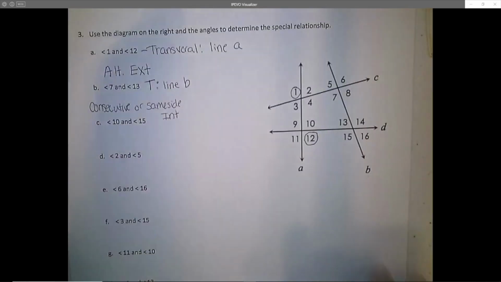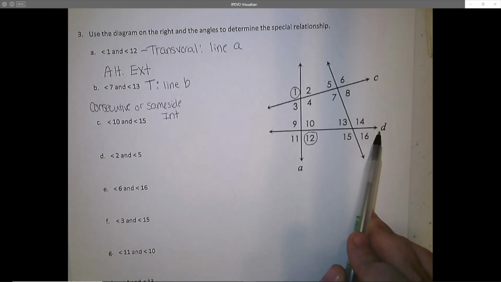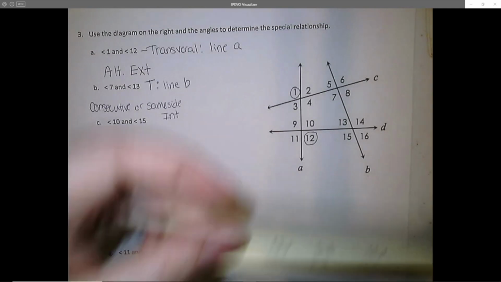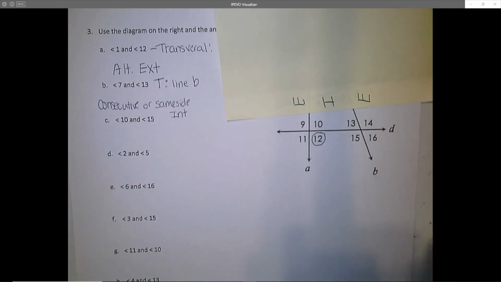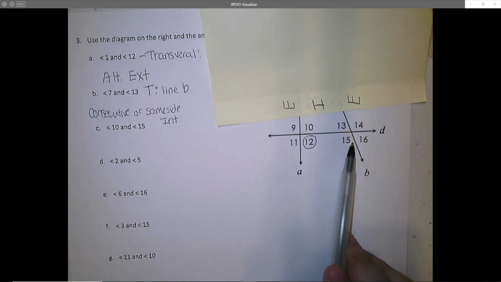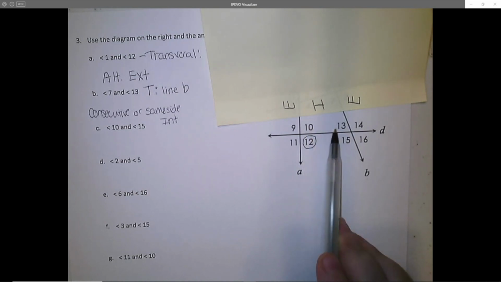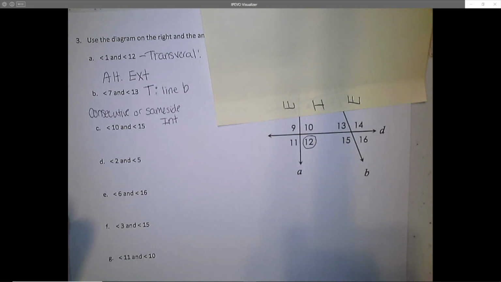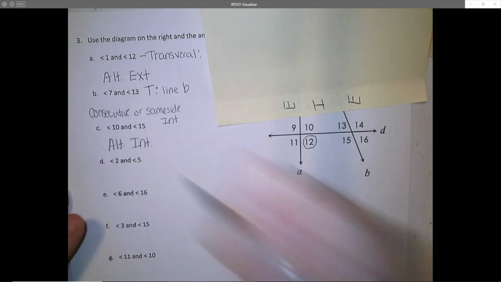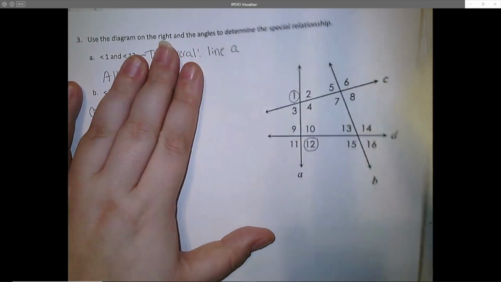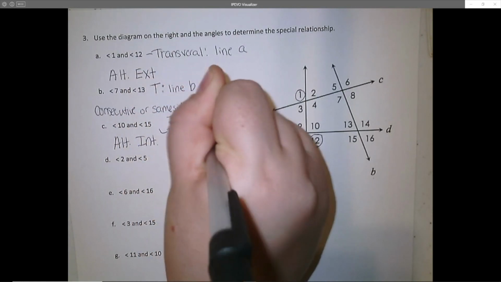Okay, 10 and 15. They both touch D. D crosses over A and B. D does not cross over C, so I cover up C. 10 and 15 are both inside, and if I connect with an X, they connect. So these are alternate interior. Notice how I just have to make my problem a little bit simpler. My transversal was line D.